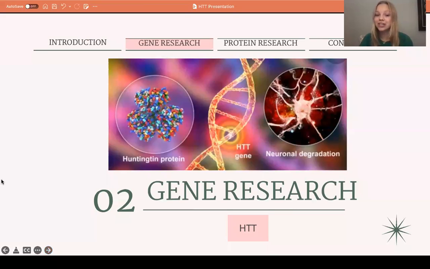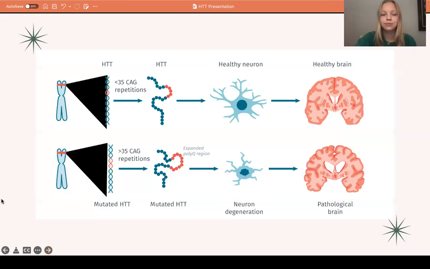So, moving straight into the gene research of the HTT gene. This is another image. There are quite a few in this presentation, but I think it helped me understand it most, seeing it from different perspectives. The top is the normal healthy neuron that is produced from less than 35 CAG repetitions.